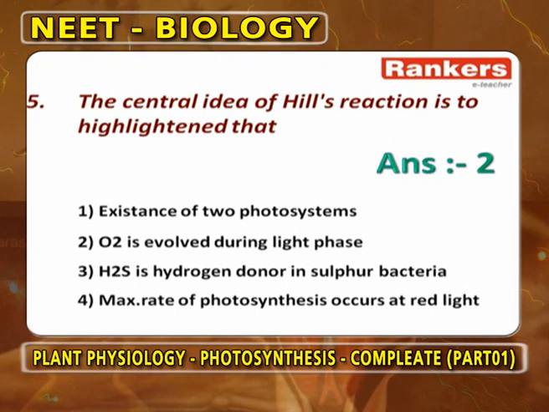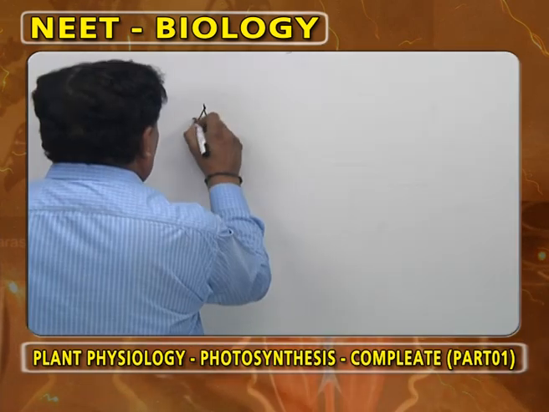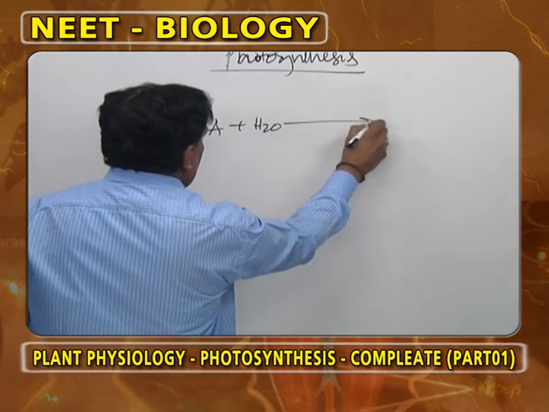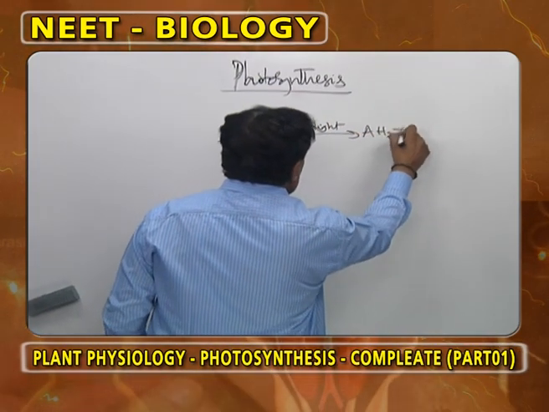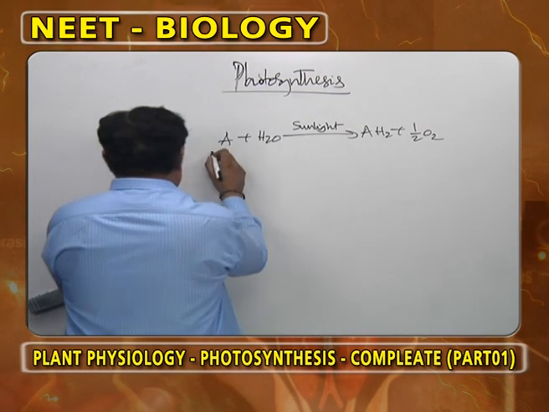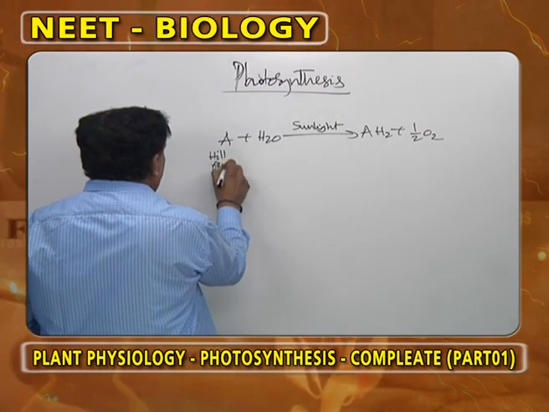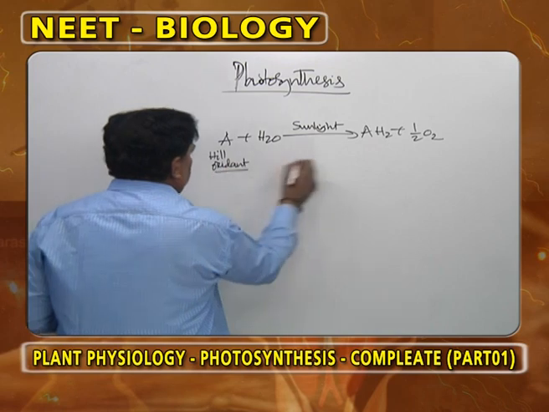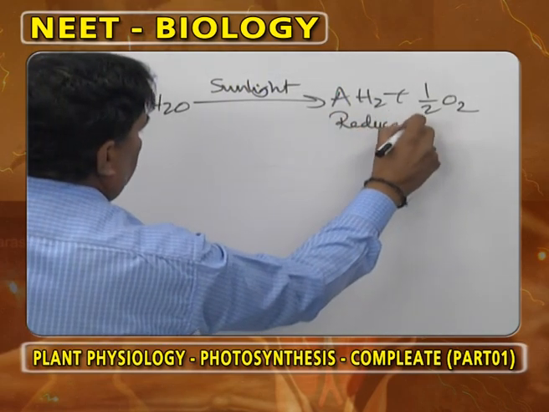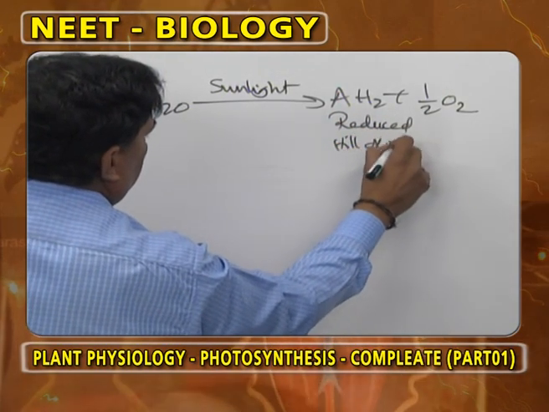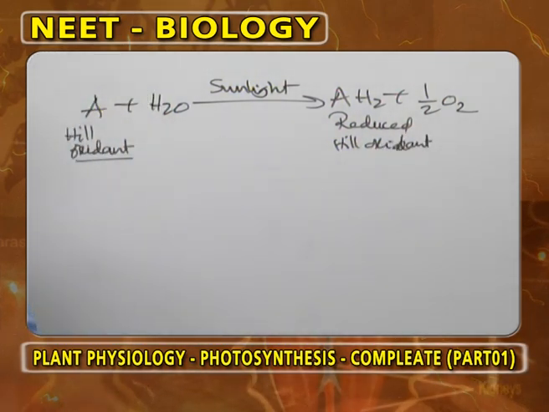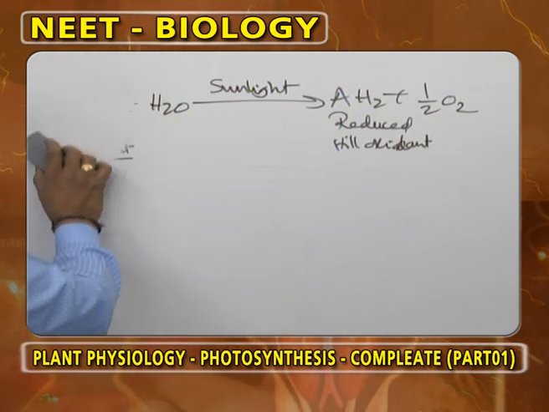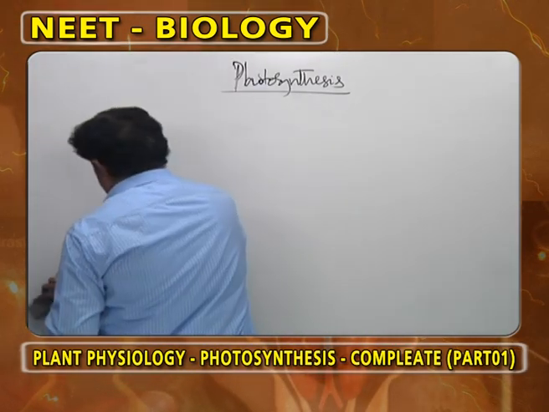The central idea of Hill reaction is to highlight what? What is Hill reaction? A plus H2O in the presence of sunlight gives AH2 plus half O2. This A is called Hill oxidant, and AH2 is called reduced Hill oxidant. So, Hill reaction proposed that whenever there is a Hill oxidant and water, definitely oxygen is liberated.